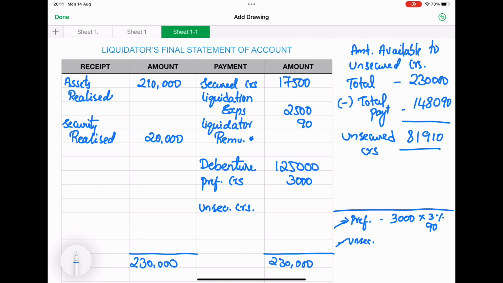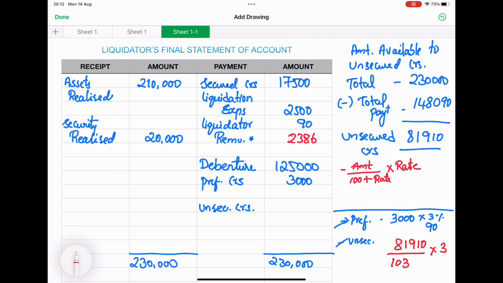On this value we are going to calculate. What is the formula? See, amount available divided by 100 plus rate, into rate. So how much amount are we having now? 81,910 divided by 100 plus 3, into 3. We are going to get 2,386. This is how we are going to calculate.